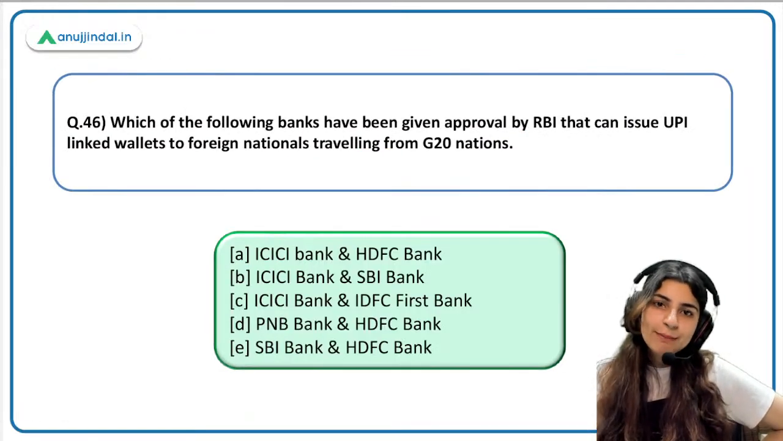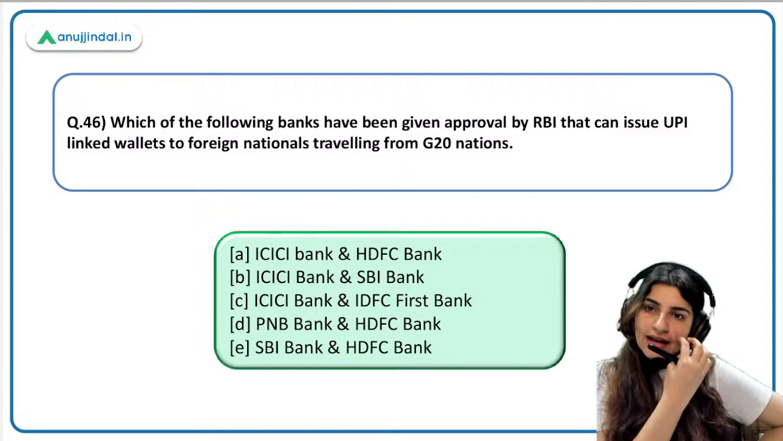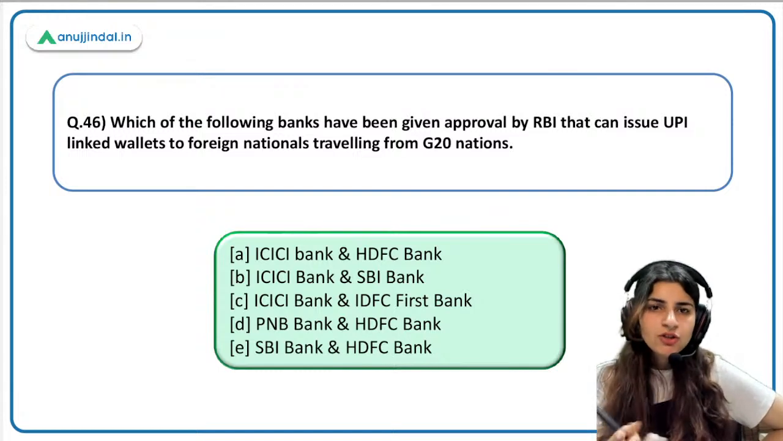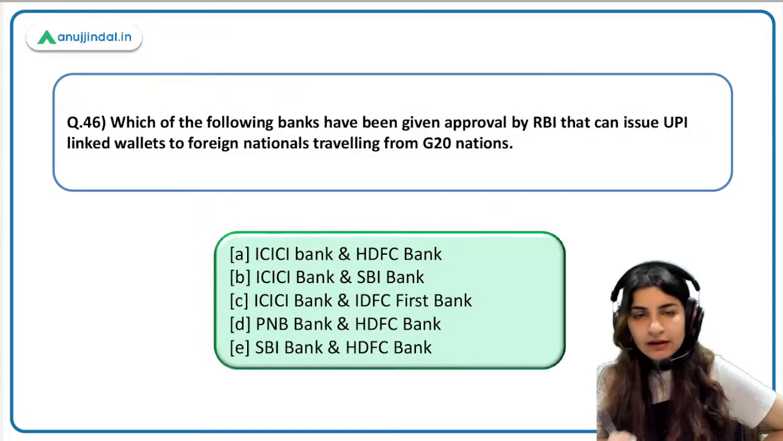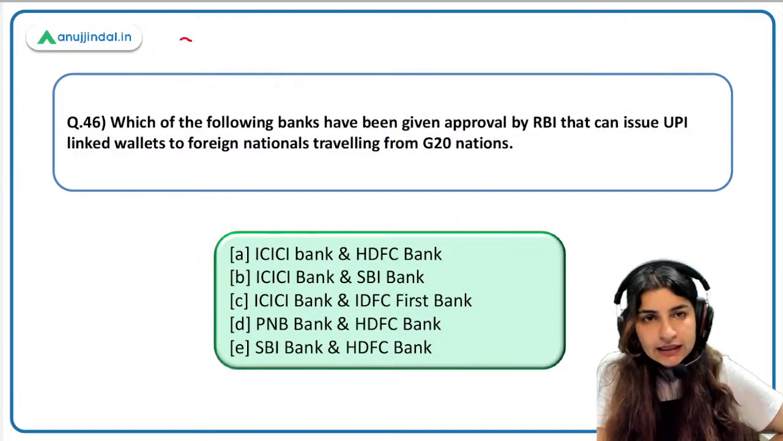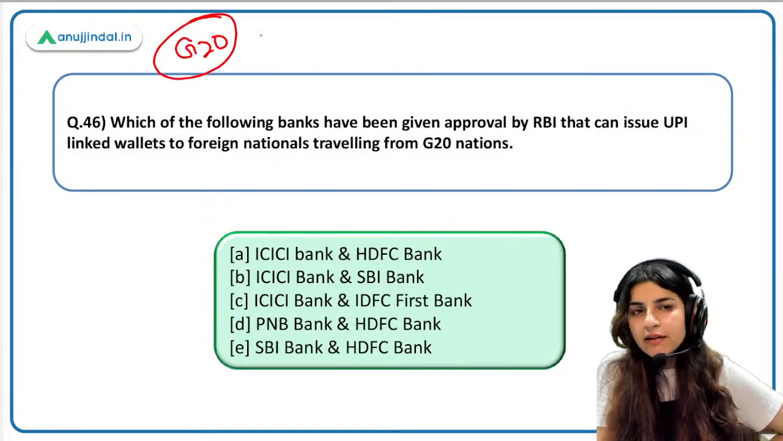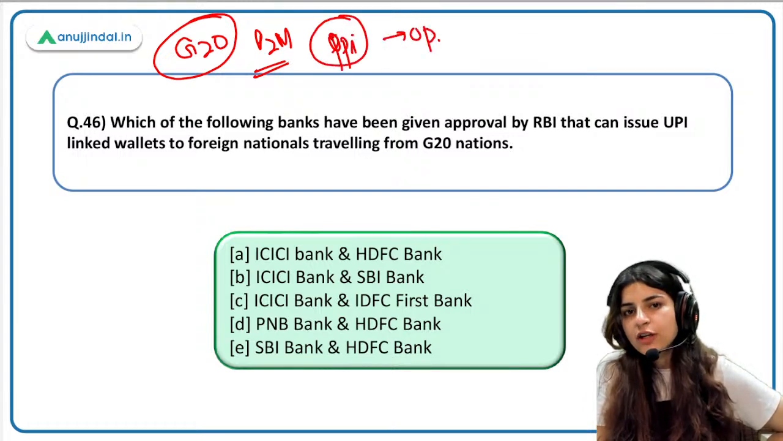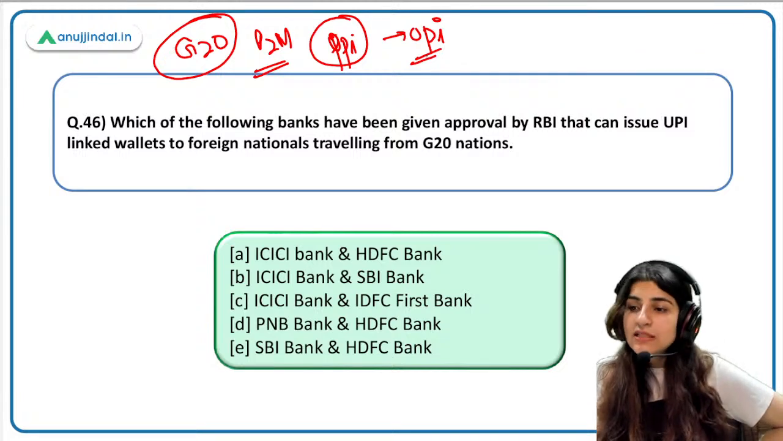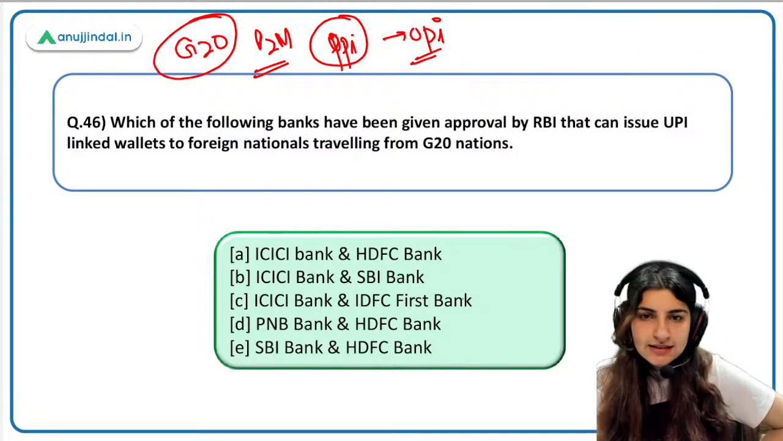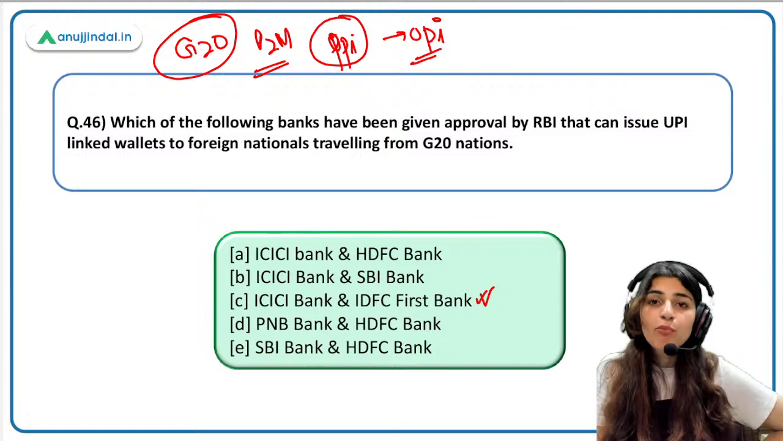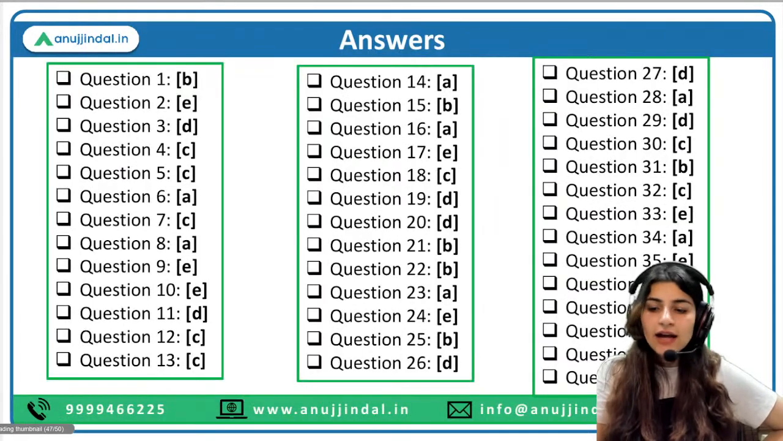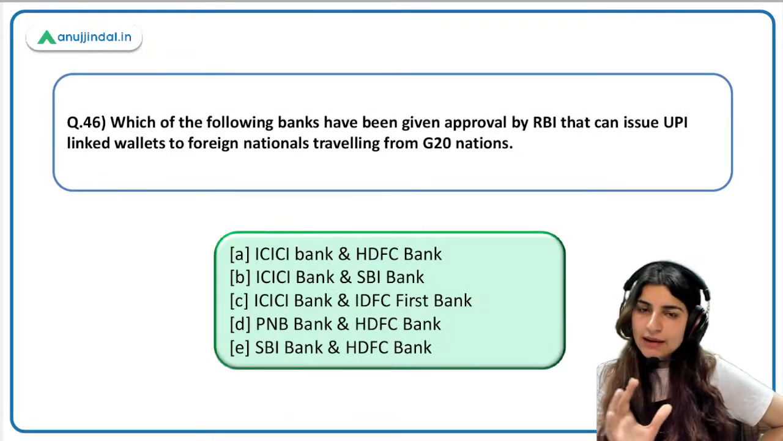Which of the following banks have been given approval by the RBI to issue UPI-linked wallets to foreign nationals traveling from G20 countries? We just read the news that inbound travelers from G20 countries will get PPI instruments for the P2M mechanism, through which they can make purchases using UPI. Now, which are these banks that have been allowed this? ICICI and IDFC First Bank. An important question, it can definitely come in phase 1 if any other bank has not received approval by that time.